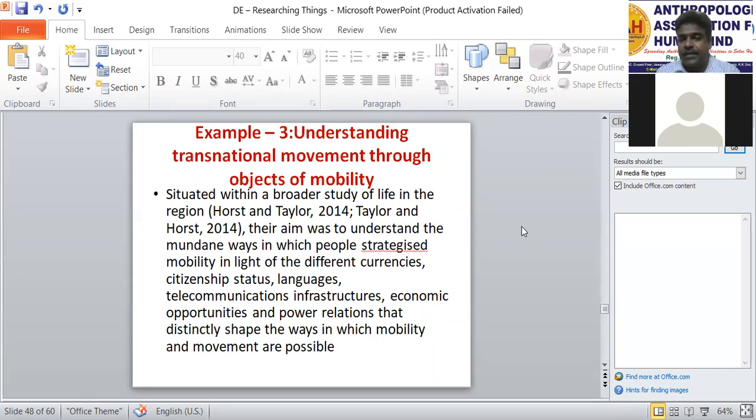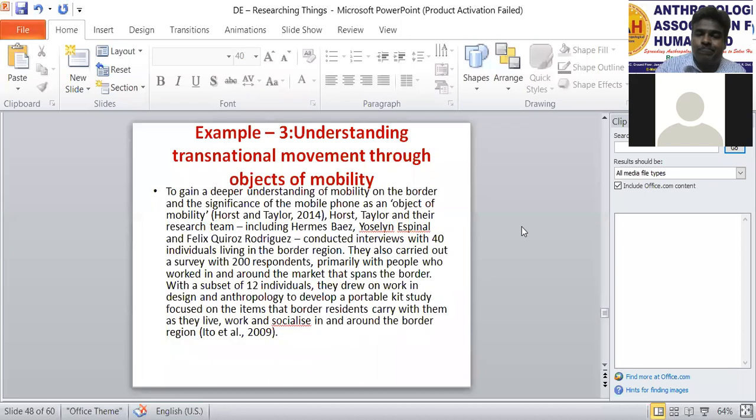In this significant study, situated within a broader border study of life in the region, Horst and Taylor aimed to understand the mundane ways in which people strategized mobility in light of the different currencies, citizenship status, languages, telecommunications, infrastructures, economic opportunities, and power relations that distinctly shape the ways in which mobility and movement are possible.